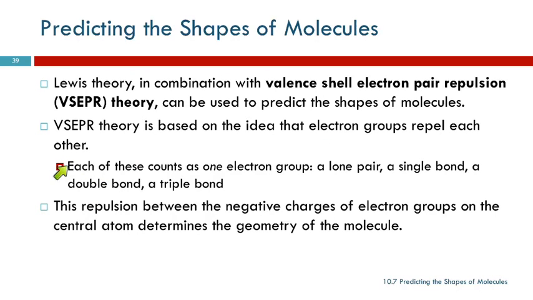So what is an electron group? Each of these things counts as one electron group. We're talking about electron groups, not electron pairs, not individual electrons. So a lone pair of electrons is an electron group. A single bond, a double bond, or a triple bond, each of those is one group. So a group could have 2 electrons or 4 electrons or 6 electrons. We won't do anything with single electrons, but a single electron would also be an electron group if it was unpaired.